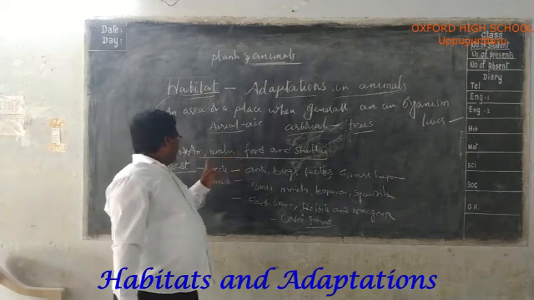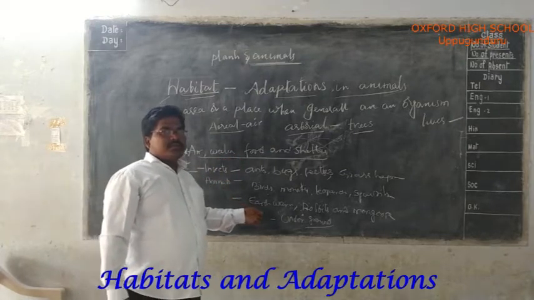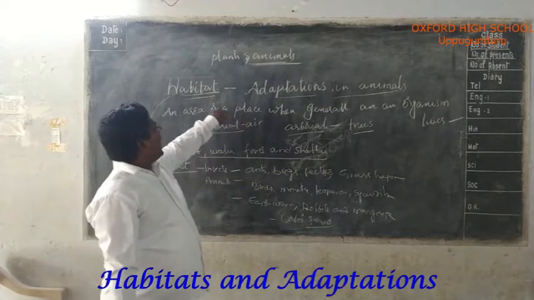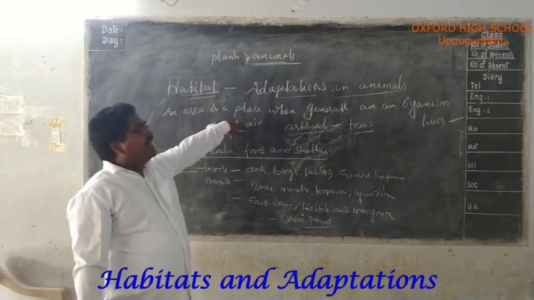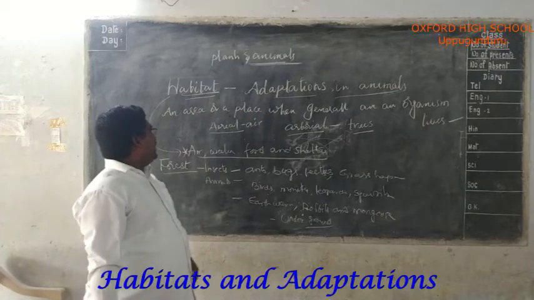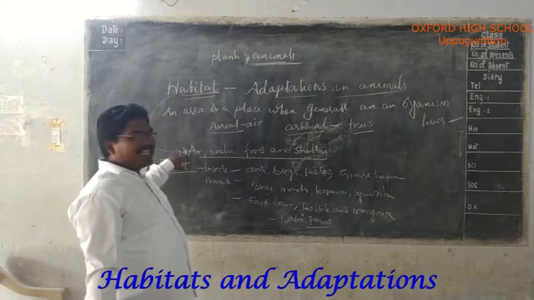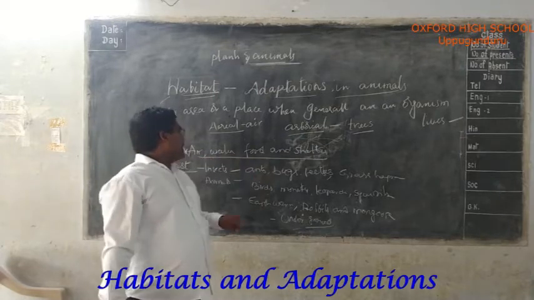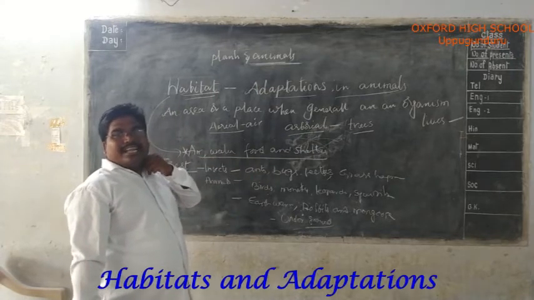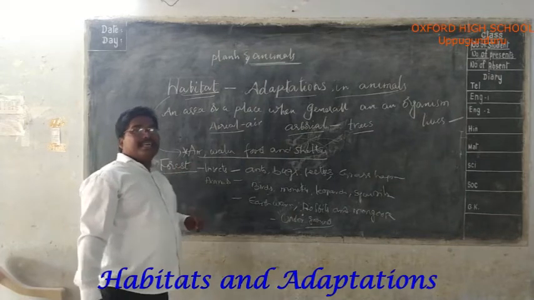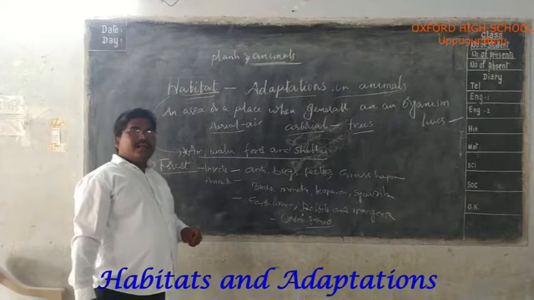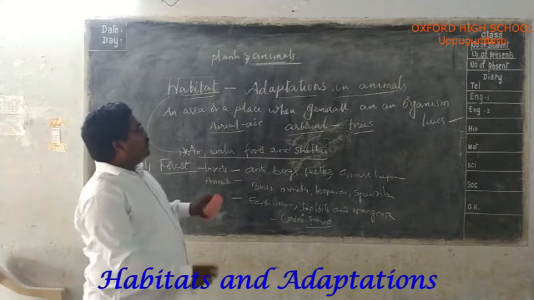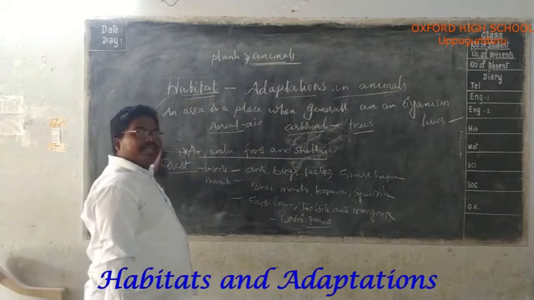This is about forest habitat. Remember this: habitat. An area or place where generally an animal or organism lives is called a habitat. From this habitat, the organism gets all its benefits: air, water, food, and shelter. Different types of habitats are there, and different types of animals are present in the habitats. We have discussed the forest as a habitat.